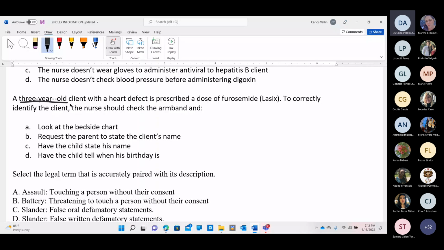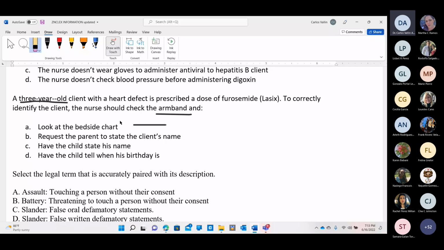And in this case, you need to depend basically on the information in the armband plus the information of the parents. Checking the bedside chart is not identifying the client, it is identifying the chart. You cannot depend on the child.